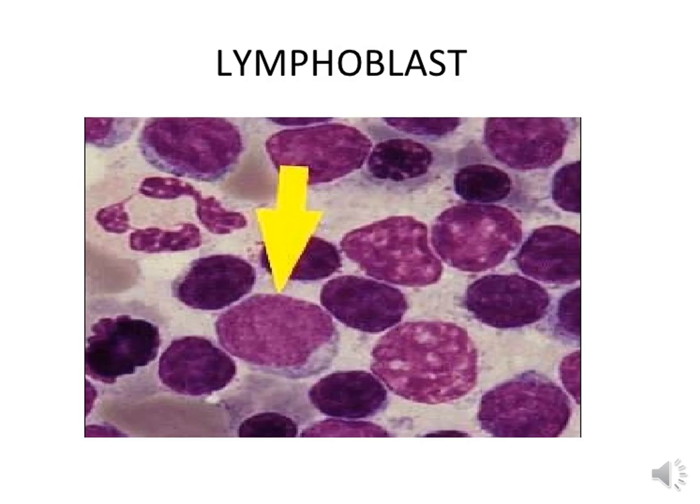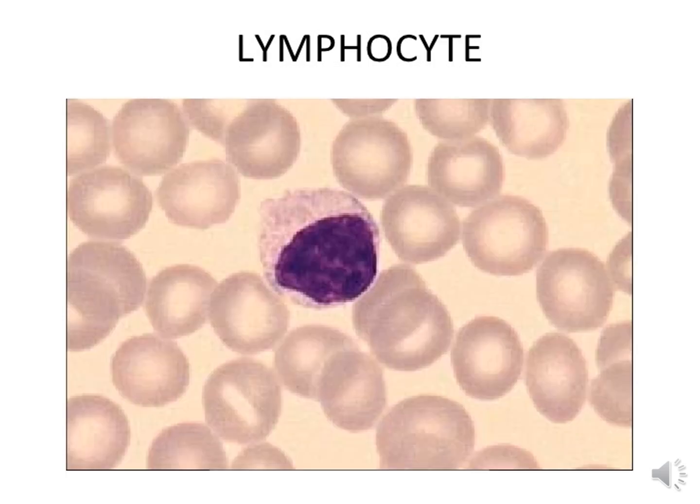Here you see the pictures of the peripheral blood smear. When you prepare a peripheral blood smear, you see the picture of the lymphoblast and how it looks. It is depicted here. This is a picture of a lymphocyte, which you see when you prepare a peripheral blood smear.